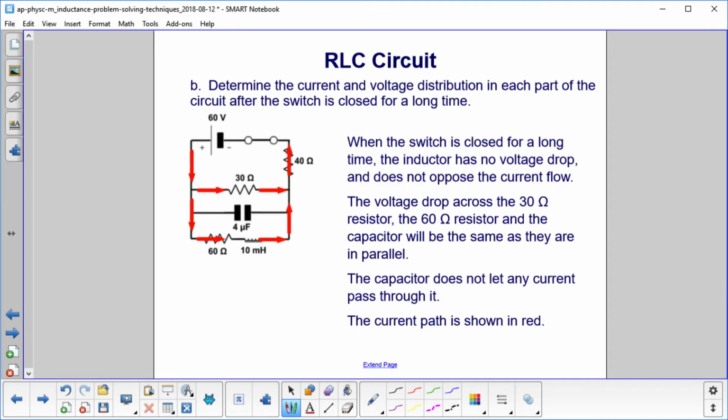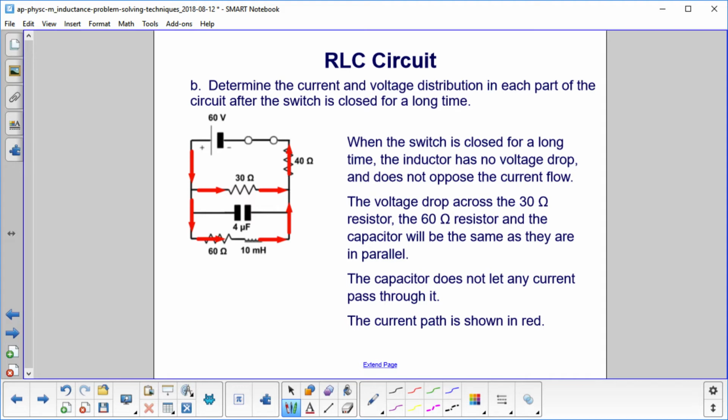Determine the current and voltage distribution in each part of the circuit after the switch is closed for a long time. When the switch is closed for a long time, the inductor has no voltage drop. It will not oppose the current flow. The voltage drop across the 30 ohm resistor, the 60 ohm resistor, and the capacitor will be the same as they are all in parallel. The capacitor does not let any current pass through it.